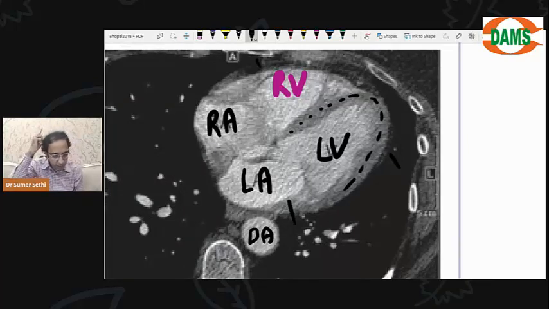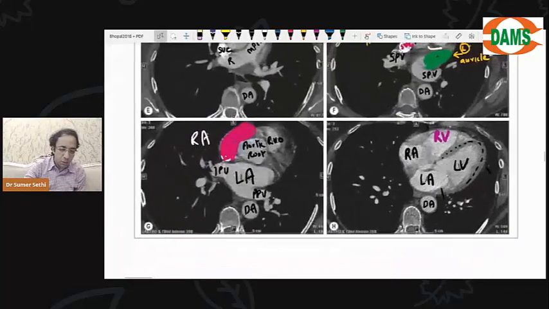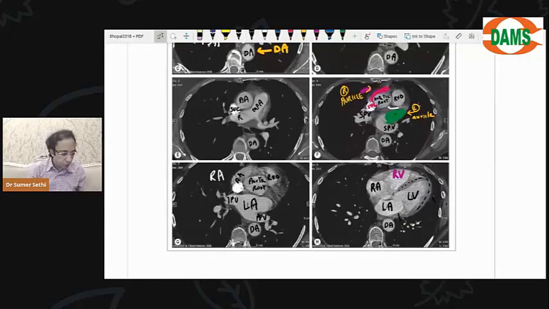SVC is bright in this image because we have given IV dye. Can you imagine if I give intravenous dye in the antecubital vein, it will go into the axillary vein, right brachiocephalic vein and the superior vena cava. So we are actually giving intravenous dye in this patient. So disproportionately you see a little bit more dye in the superior vena cava than the other structures. Everybody clear? Okay.